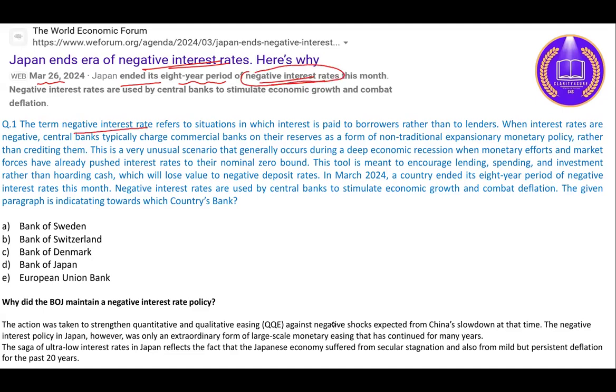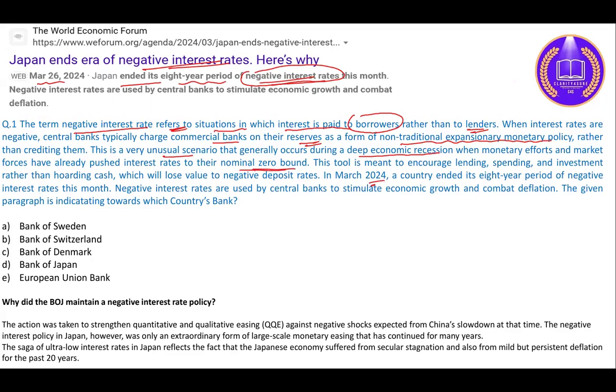The term negative interest rate refers to the situation in which interest is paid to the borrowers rather than to lenders. In the reverse case, when interest rates are negative, the central banks typically charge commercial banks on their reserves as a form of non-traditional expansionary monetary policy rather than crediting them. This is a very unusual scenario that generally occurs during deep economic recessions, when monetary efforts and market forces have already pushed interest rates to their nominal zero bound.